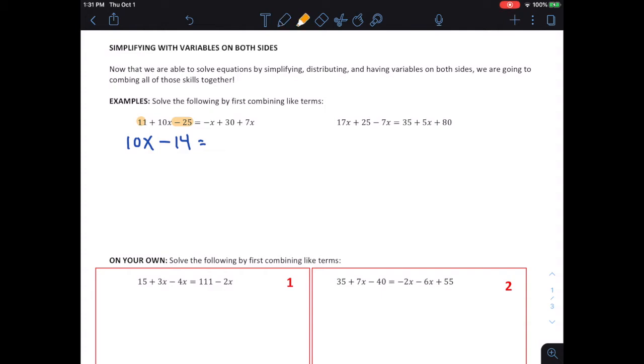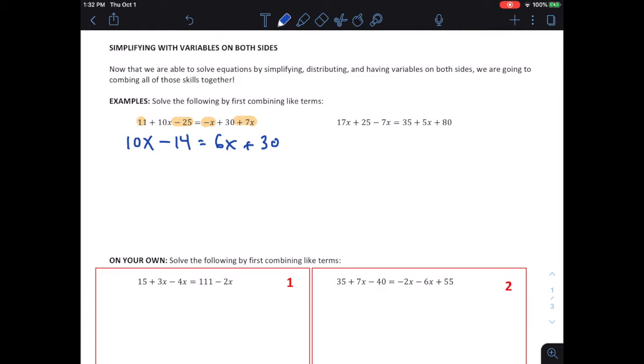And on the right-hand side, we're going to notice that we have a negative x and a positive 7x. So when I combine those two together, remember this is a negative 1x. So if I look at this backwards, I can say 7 minus 1 is 6. So we have 6x plus 30.